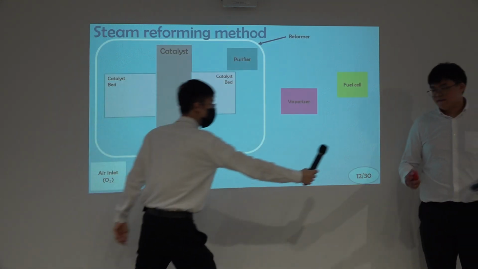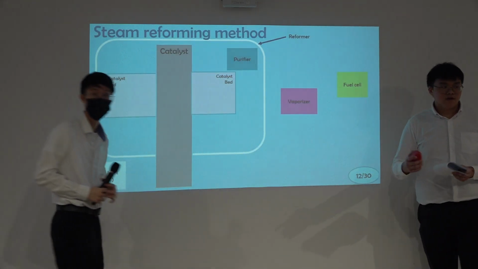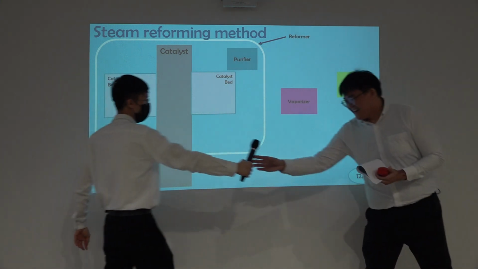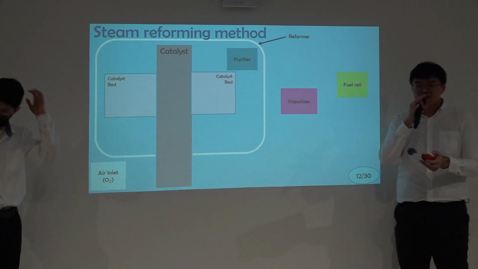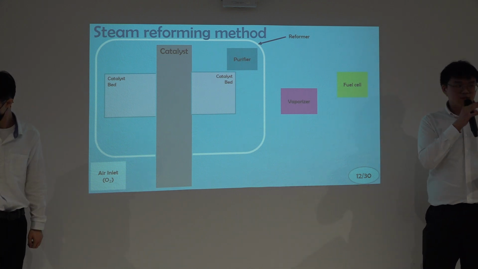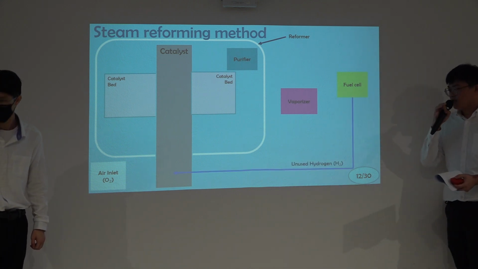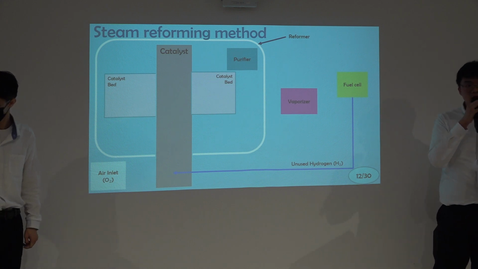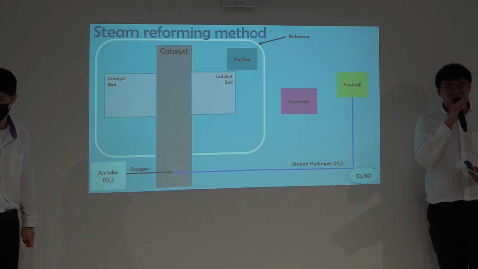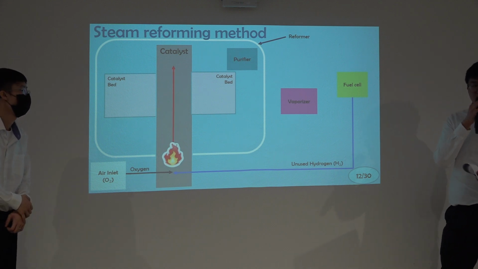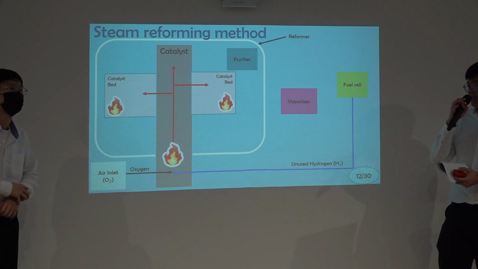Thank you, Jonathan, for explaining the working conditions of the fuel cell. Now let's take a look at what happens to the unused hydrogen from the fuel cell. The unused hydrogen from the fuel cell will flow to the catalyst to react with oxygen coming in from the air inlet. This will result in an exothermic reaction, heating up the catalyst and the catalyst bed.